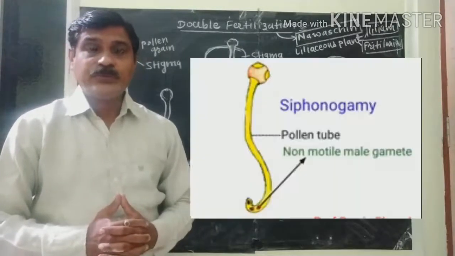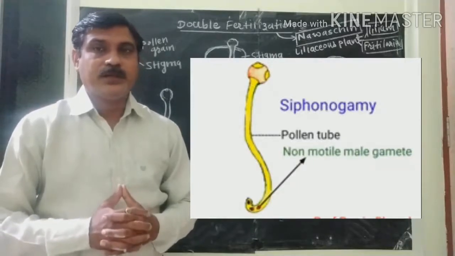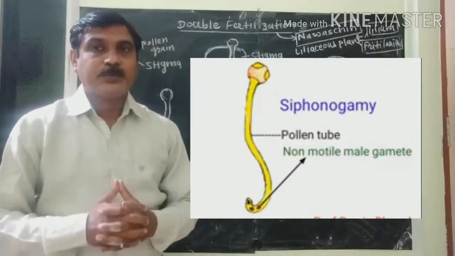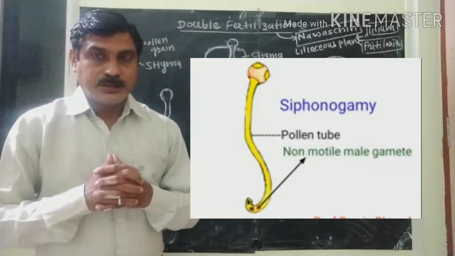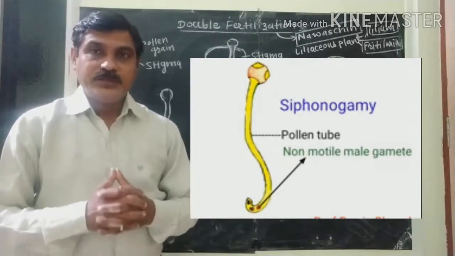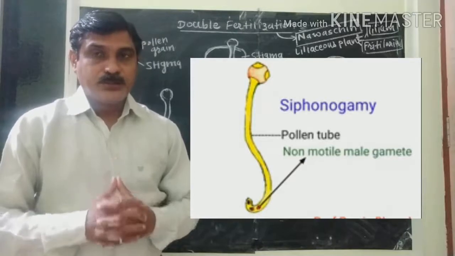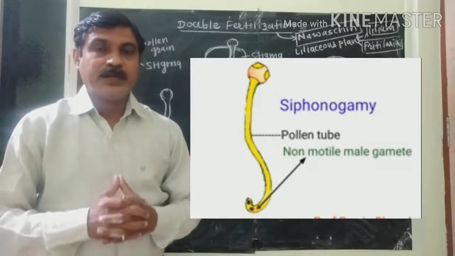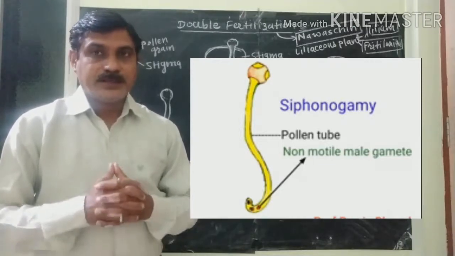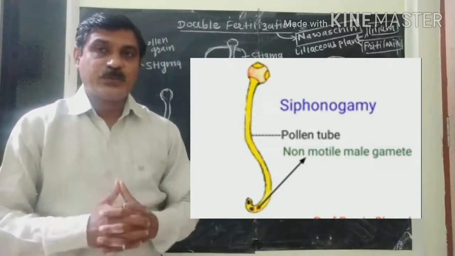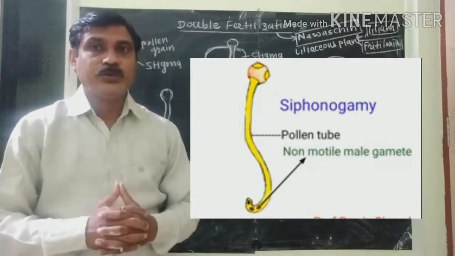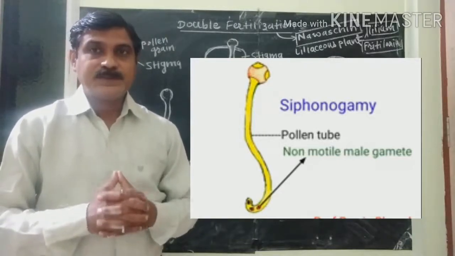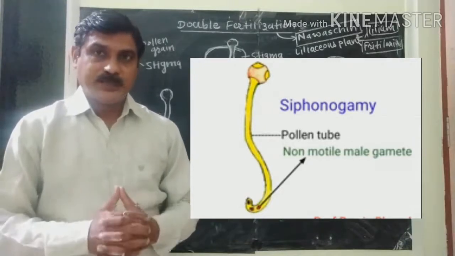Now, as we know, in the pollen tube, two non-motile male gametes are produced. These two non-motile male gametes are transported up to the ovule, or the embryo sac of the ovule, with the help of the pollen tube, known as siphonogamy. Because both male gametes are non-motile, they are transported with the help of the pollen tube up to the embryo sac, up to the female gametes. Thus, the process is known as siphonogamy.